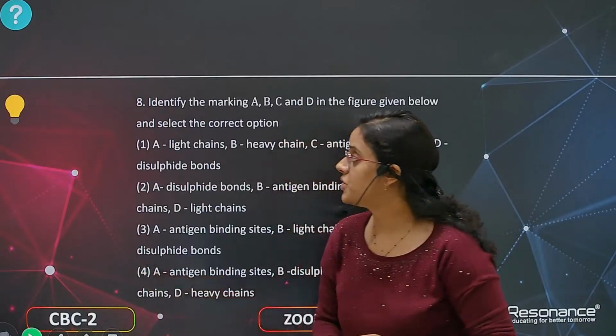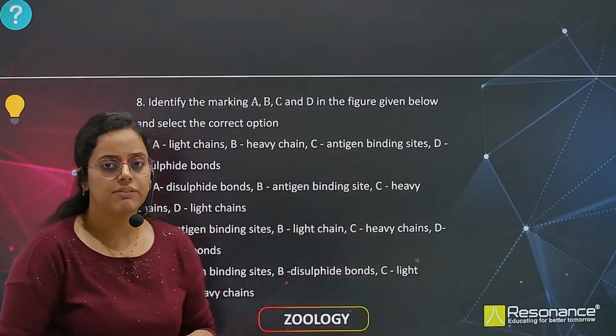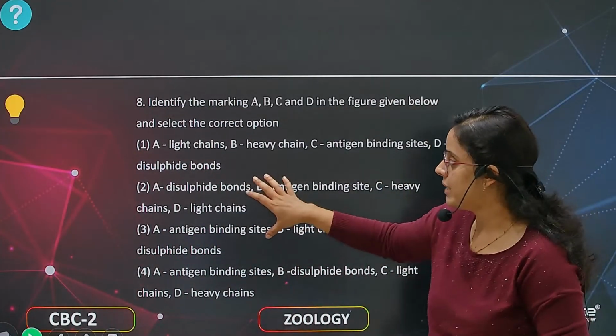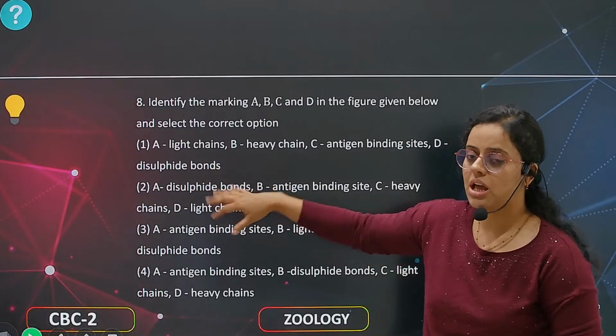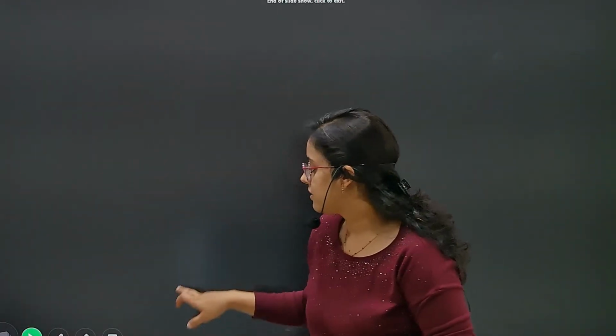Now going to the next question, question number 8. Identify A, B, C in the given structures and select the correct option. This is the structure of an antibody that we are going to discuss in our next worksheet, not here.